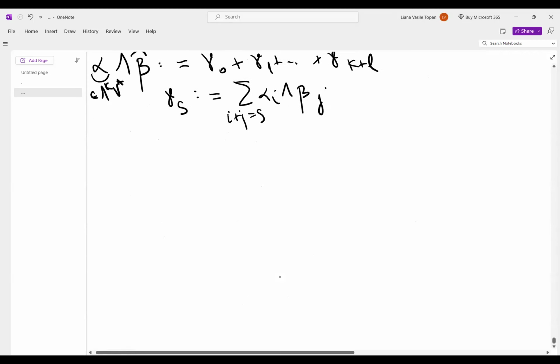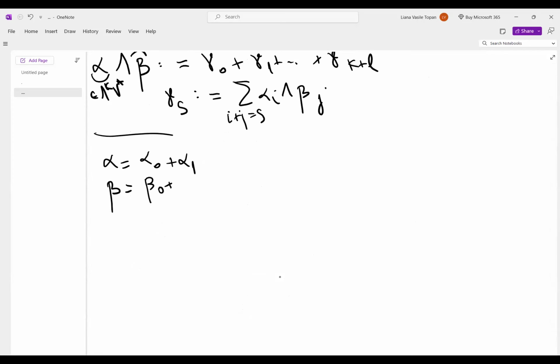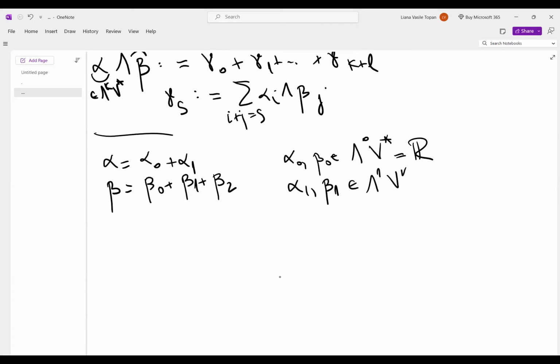For instance, again, a very simple example. Let's take alpha to be of the form alpha 0 plus alpha 1, and beta to be beta 0 plus beta 1 plus beta 2, okay? So this means that alpha 0 and beta 0 are in this space, which remember was supposed to be R. Alpha 1 and beta 1 are 1 forms, which was precisely the algebraic dual, and beta 2 is a 2 form.